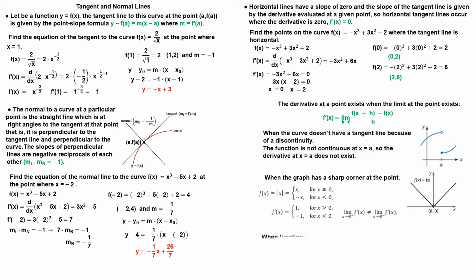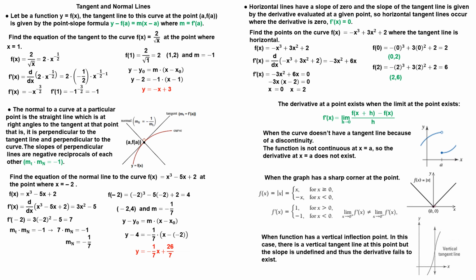The function has a vertical inflection point. Look at the graph. In this case, there is a vertical tangent line at this point, but the slope is undefined, and thus the derivative fails to exist.